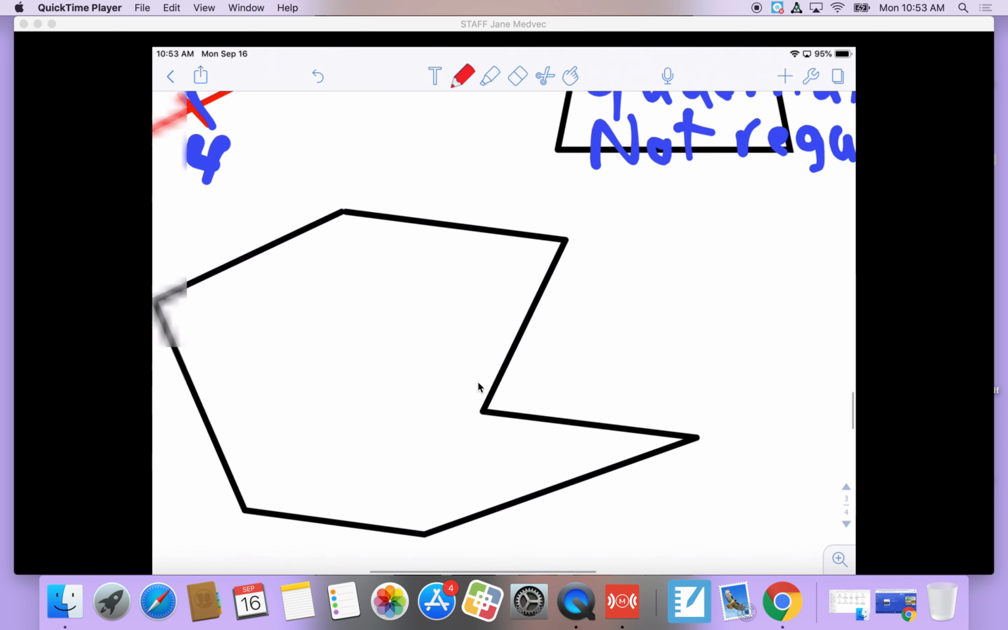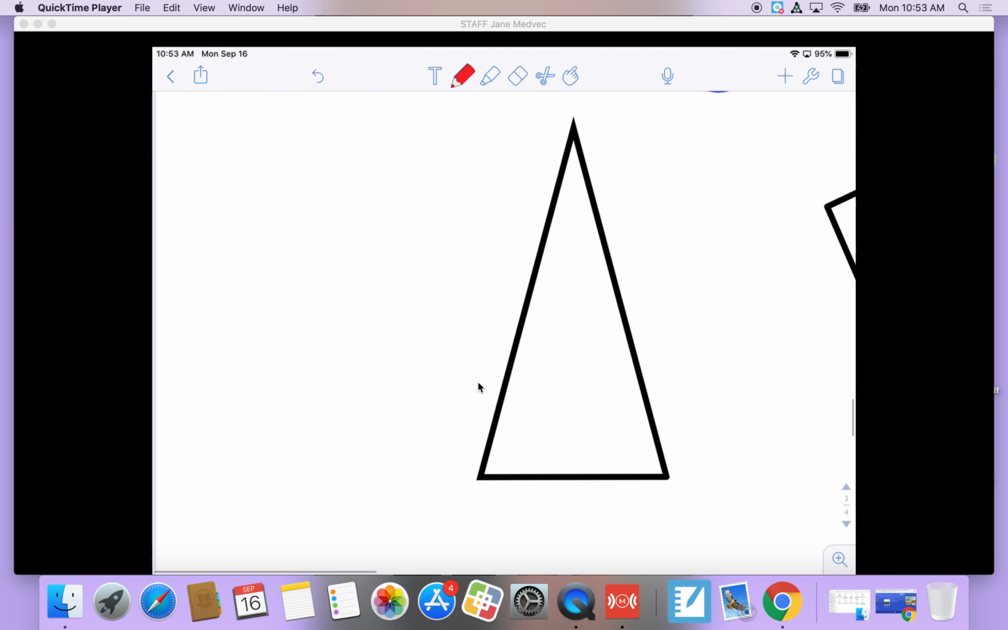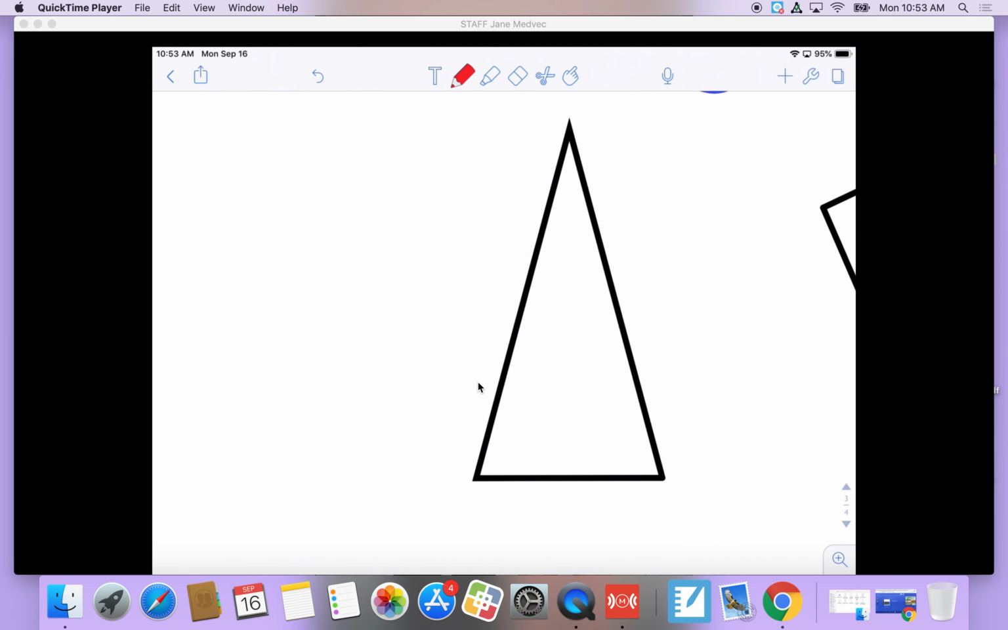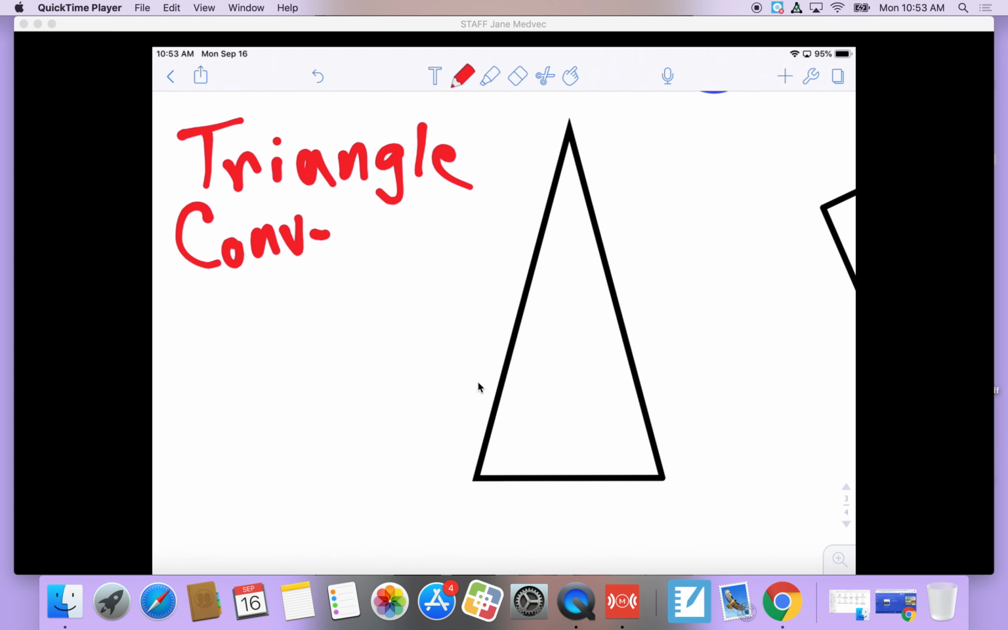All right, let's keep going. This one right here has 3 sides, so of course it's a triangle. It's not a triagon. I've had students tell me it's a triagon. It's not a triagon, it's a triangle. Okay, you're going to notice that the sides are not the same. And you're also going to notice that someone didn't punch it in. So it is convex, and it's not regular.